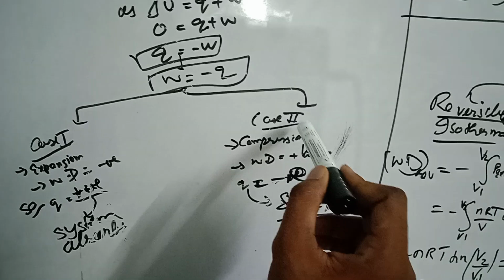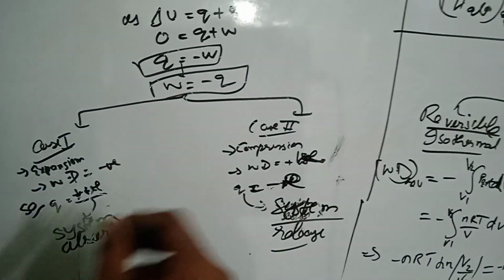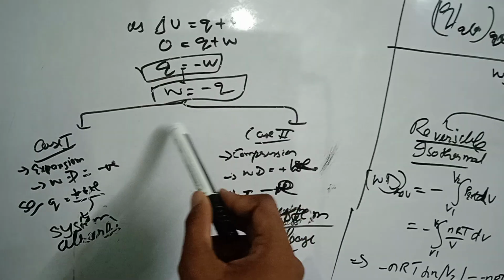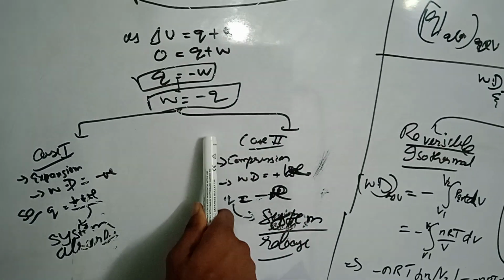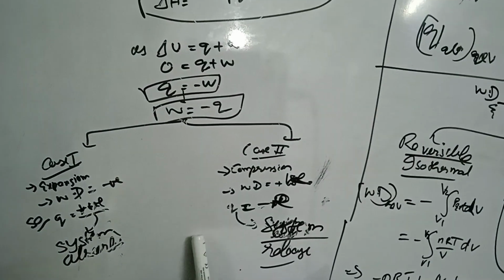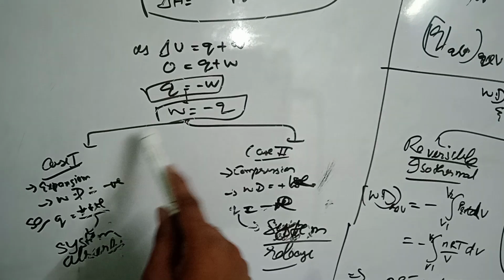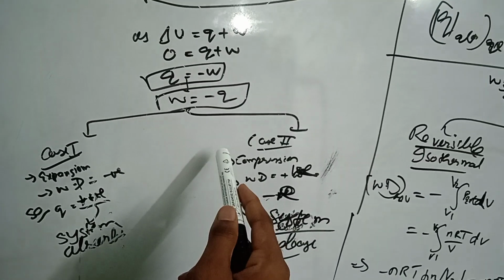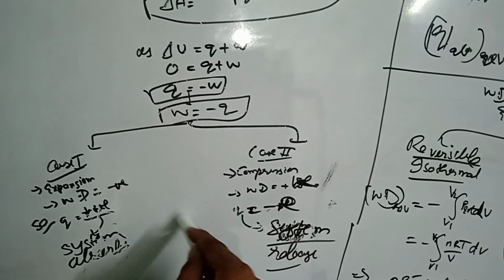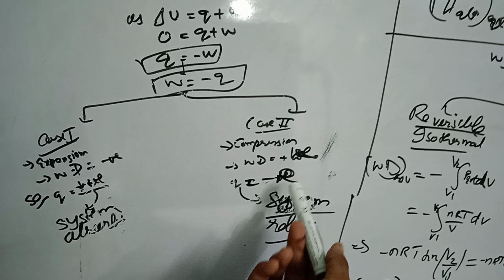Next, case 2, in case of compression. Say this is the container and this is the piston. In compression the piston is coming down, so the surrounding is giving energy to the piston to come down. The energy in the surrounding is transferred into the system. So work done is positive, because from the perspective of the system, it is gaining energy from the surrounding.